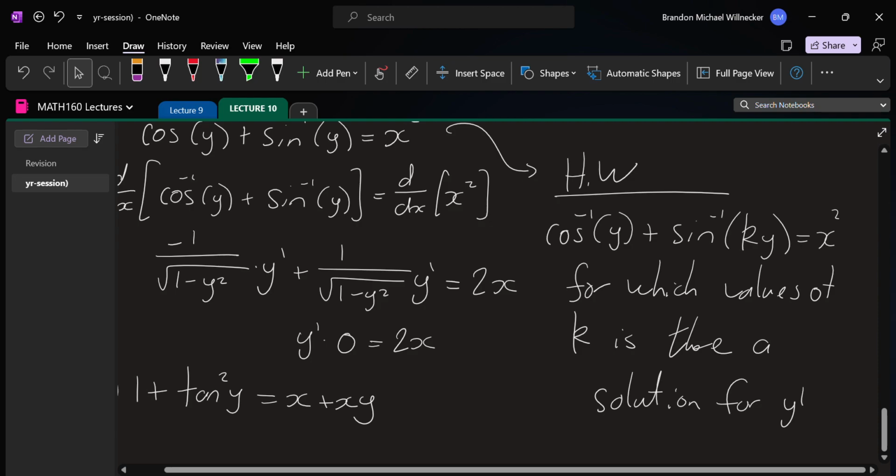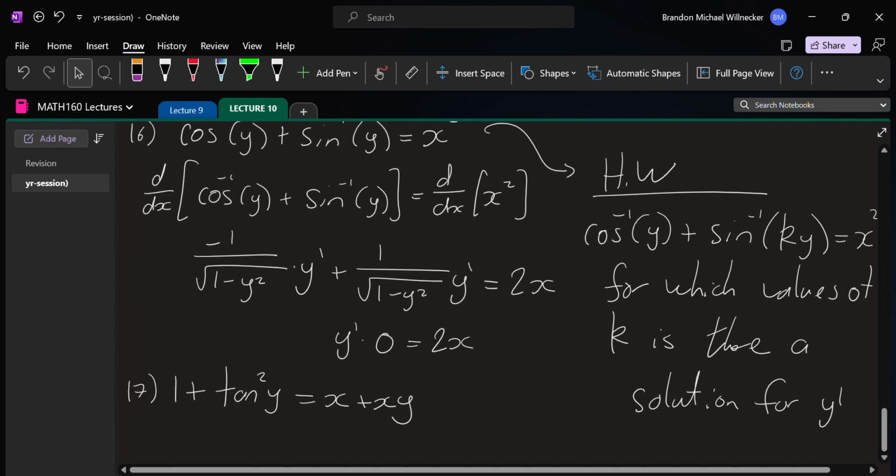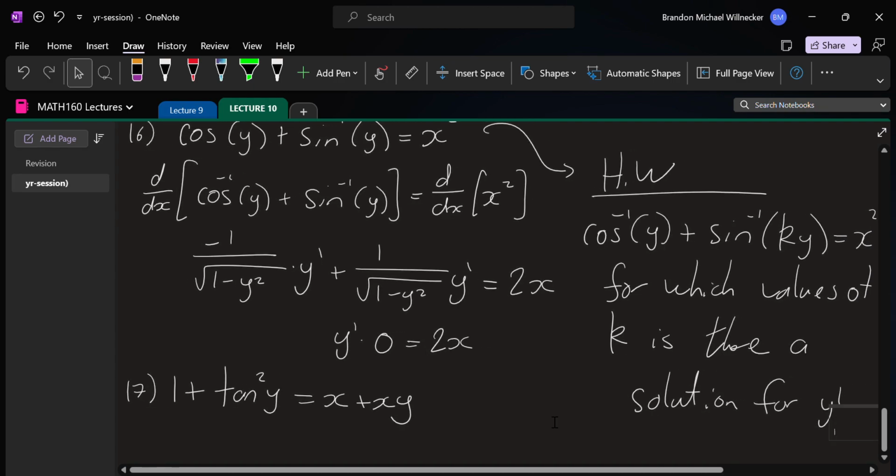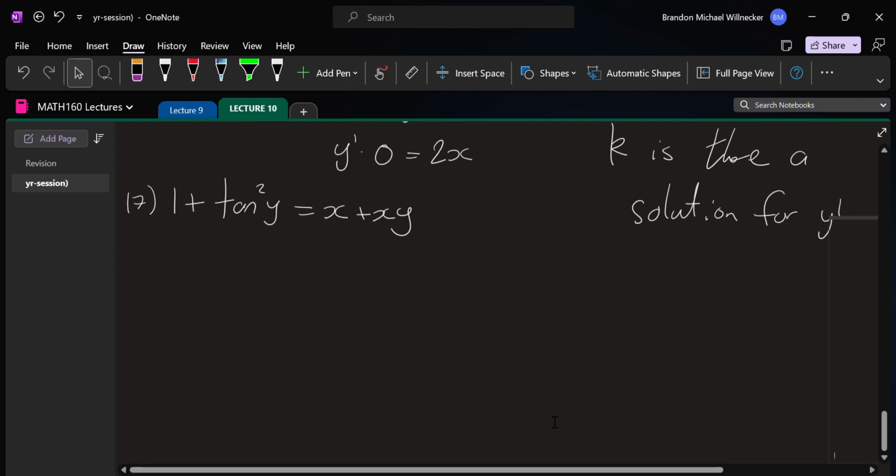Is there a solution for y prime? Okay, so if k is 1, then you just get the vertical lines. There's no y prime solution. But like I showed on Desmos, if you change it a little bit, you do end up with a solution. Okay, so for which values of k is there a solution for y prime?